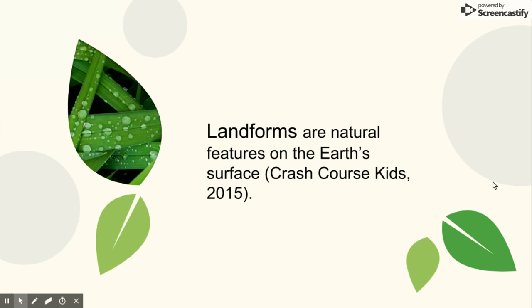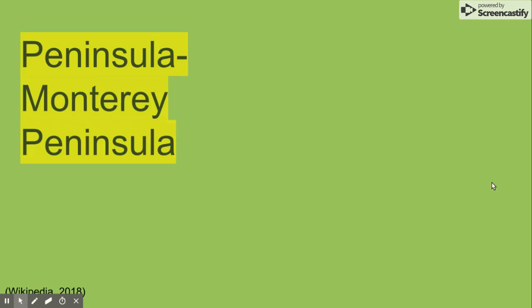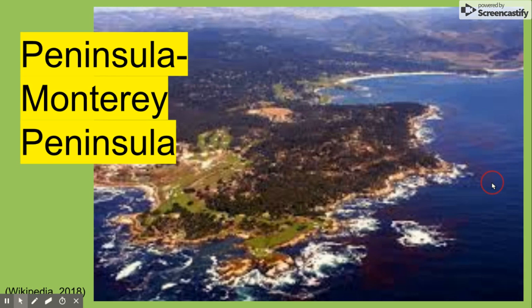First, we're going to look at landforms, then bodies of water. Landforms are natural features on the Earth's surface that are not man-made, but instead created by nature. And we're going to look at some, starting with our own neighborhood and then expanding across the globe. A first landform that we can look at is a peninsula, and we started off with our own Monterey Peninsula since we are in Monterey County.